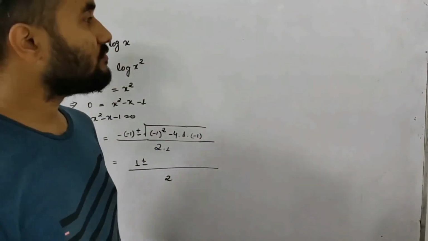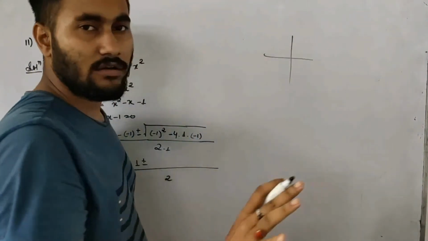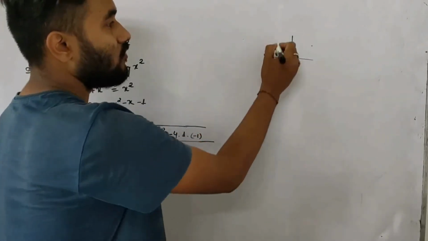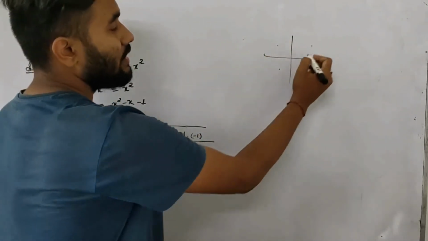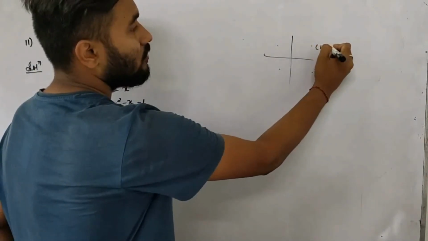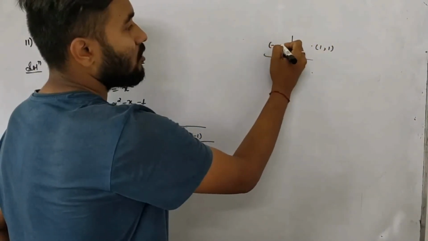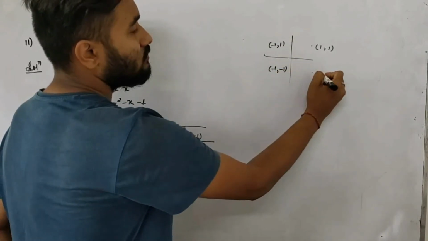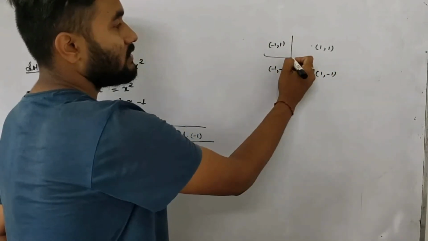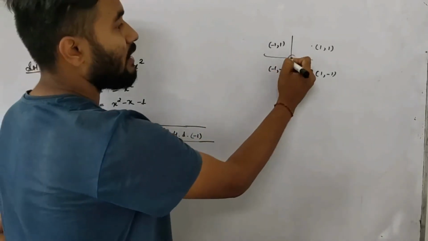In graph plotting, over here one point is there, over here also one point is there, over here also one point is there, over here also one point is there. Same point. Say this is (1, 1). Say this is (-1, 1). This is (-1, -1). This is (1, -1). So this is my house. Say this is my house.